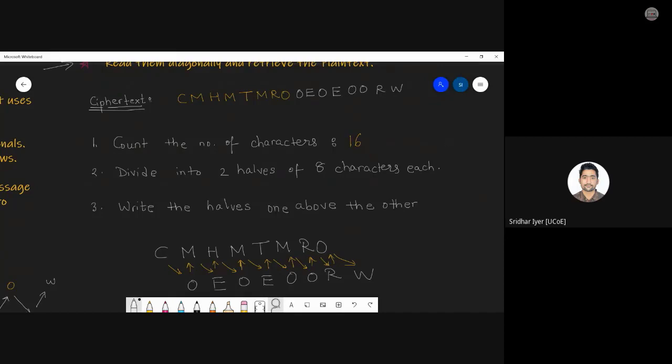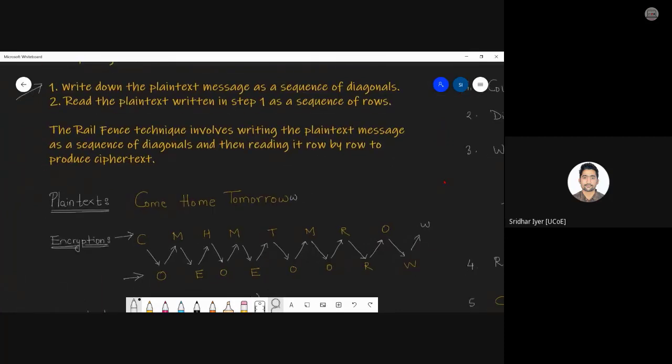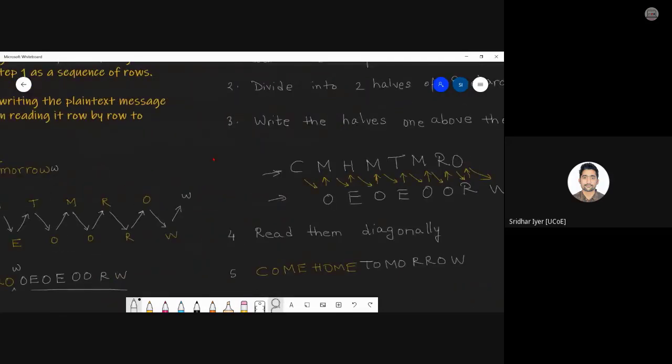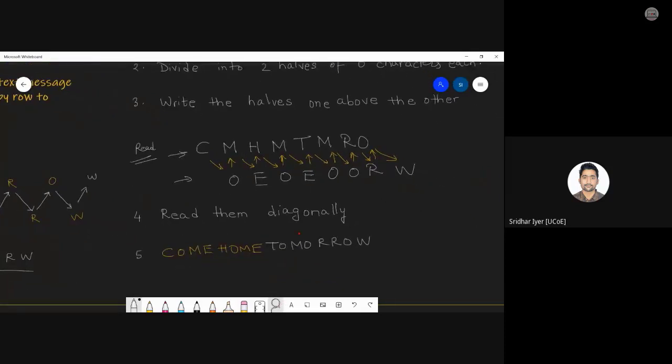Same way. First of all, you have got the ciphertext. You divide it into two parts, so this will be your middle point. You write them row by row, first row, second row. And now you read them diagonally. In the previous case, you have written them diagonally. In this case, you have written them row by row, but while decryption, you have to read them diagonally. Is this concept clear now? And then you will get the answer.